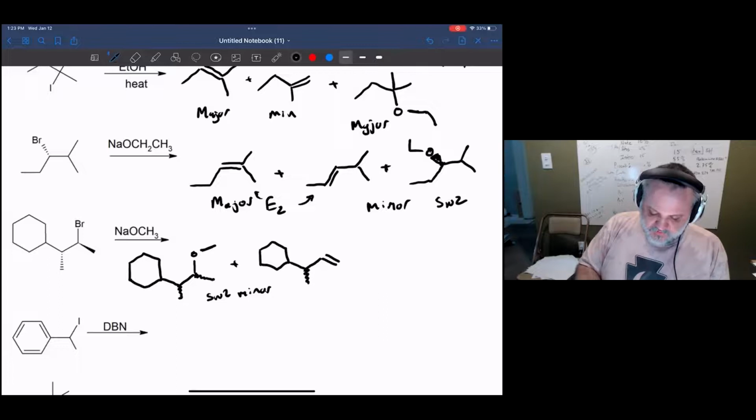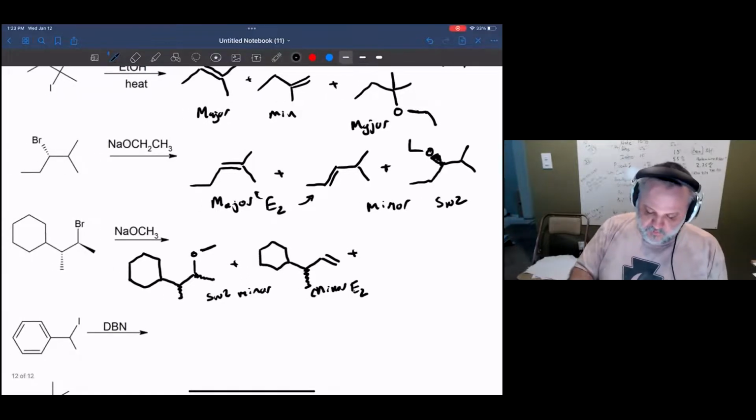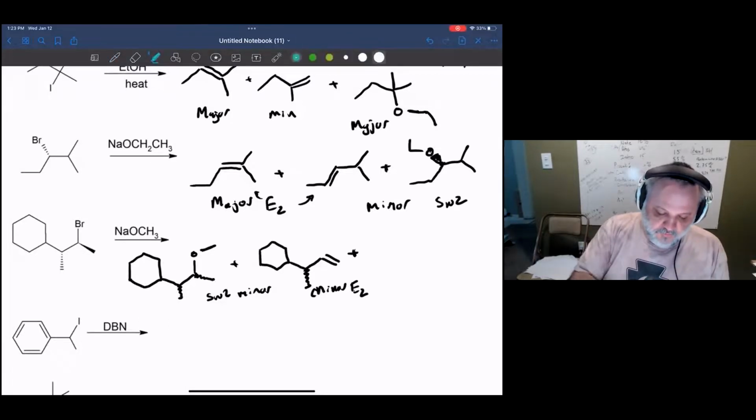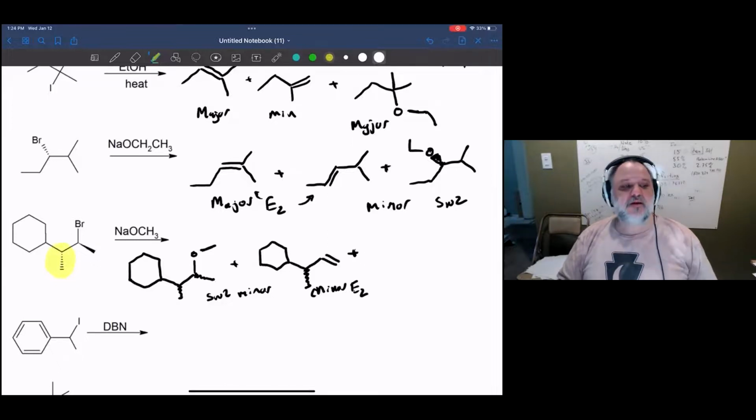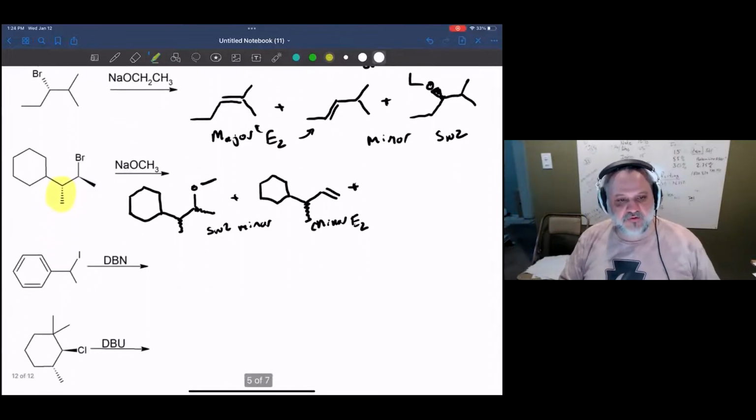And so that looks like this. That's another minor E2 product. And so what about the major E2 product? Well, the major E2 product would form between those double bonds, but I have to look at that beta position. And in that beta position, I only have one beta hydrogen.